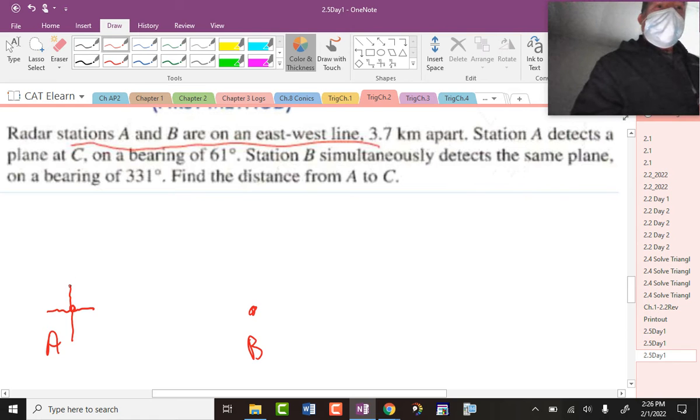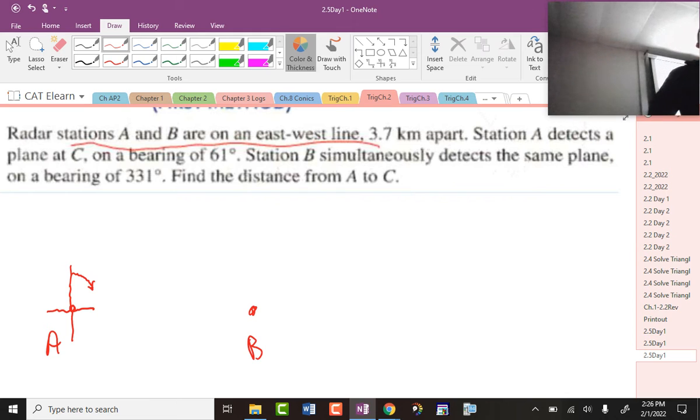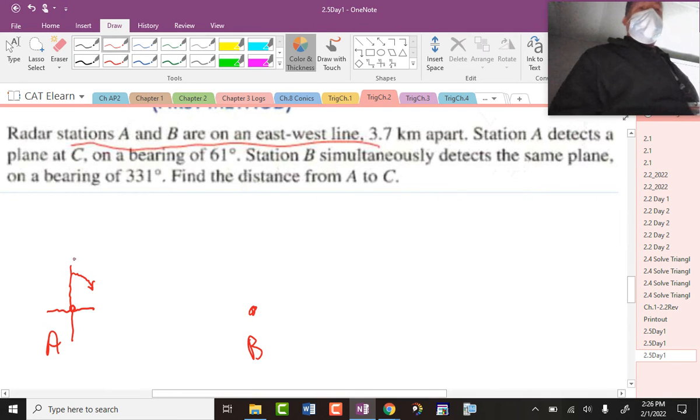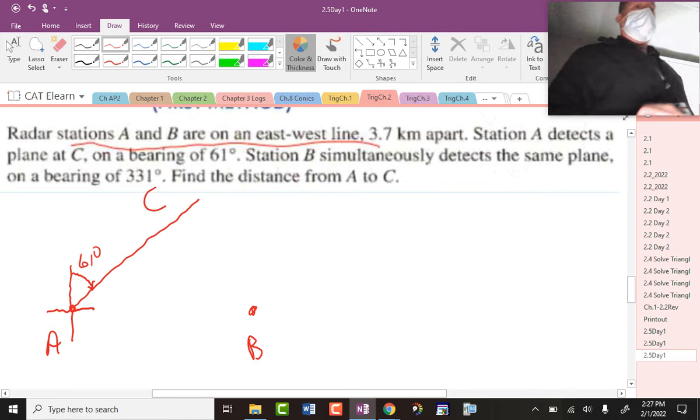Sorry, 61 degrees, and you need to write this. And you don't need to get a compass. Is it a compass? No, it's not a compass. Wrong. Protractor and measure this. So you put 61 degrees here, and you draw. But I'm not going to put the plane yet, and they did call it plane C.